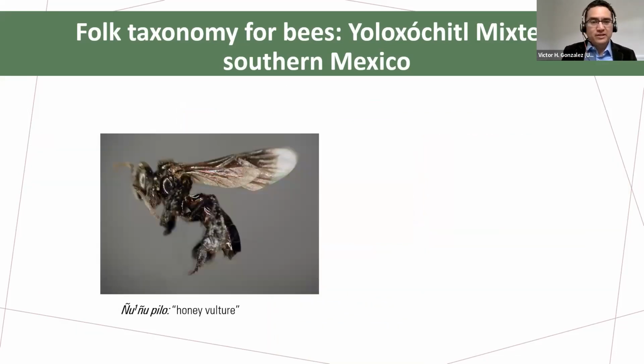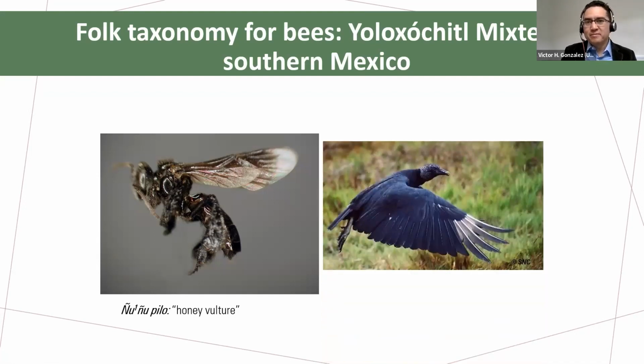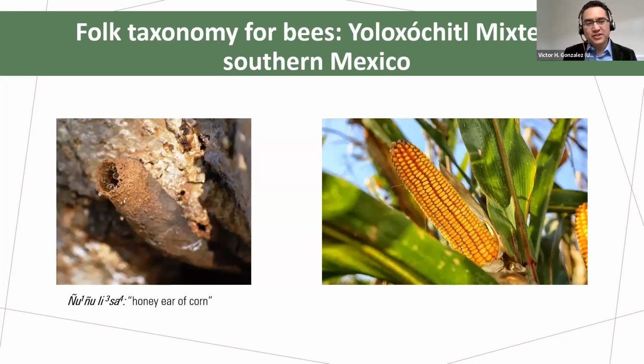These are some examples. So we have this species, they call it Ñuño Piló, which literally means honey vulture, because the American vulture has a similar color. In particular, the tips of the wings are white. So they use the name for that. This one is interesting. They call this species Ñuñulisa because the entrance of the nest, so this is the entrance of the nest, is long, and it has the same color as a corn cob.